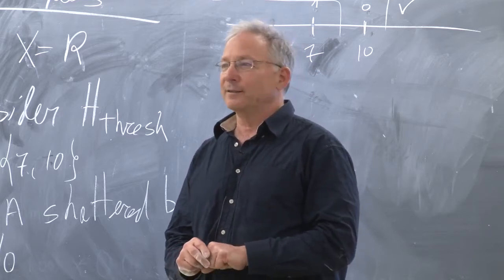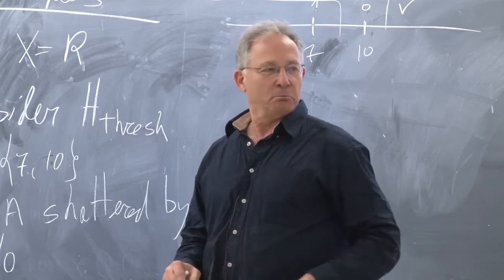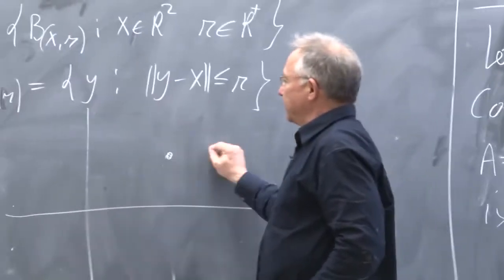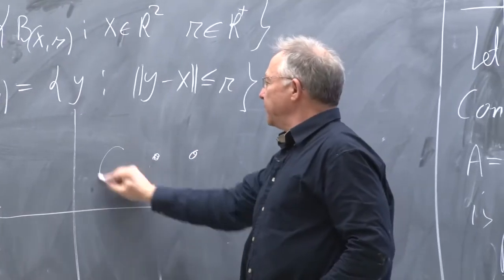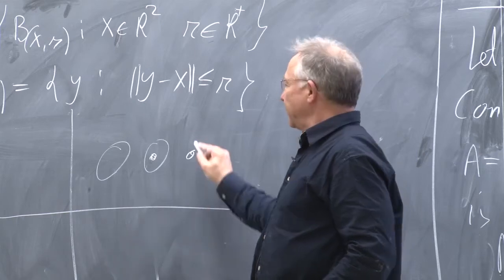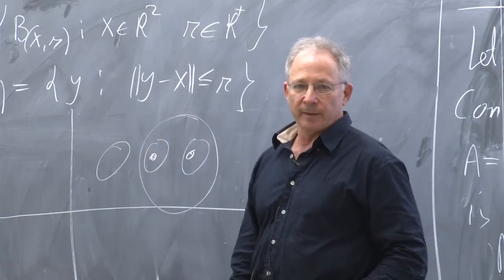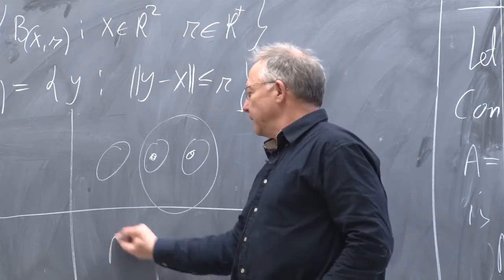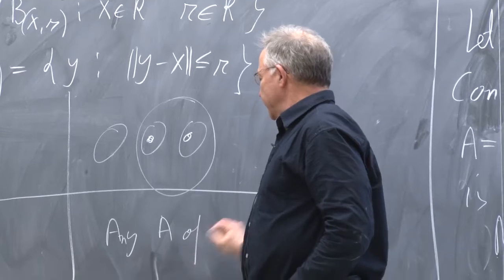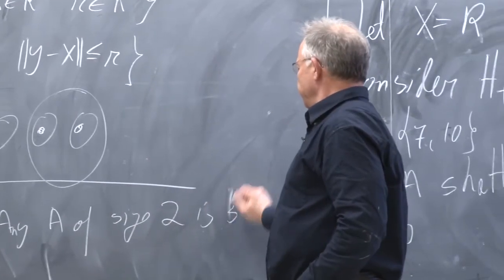Any new voices? Any 2 points. I mean, if I just pick 2 points, I can have a ball that misses all of them. I can have a ball that takes only this guy. I can have a ball that takes only this guy. And have a ball that takes both of them. So any set A of size 2 is shattered.